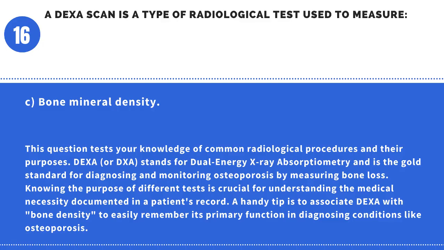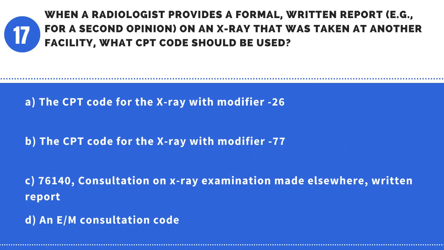like osteoporosis. Question 17. When a radiologist provides a formal, written report, e.g., for a second opinion, on an X-ray that was taken at another facility, what CPT code should be used? A. The CPT code for the X-ray with modifier -26. B. The CPT code for the X-ray with modifier -77. C. 76140, consultation on X-ray examination made elsewhere, written report. D. An E/M consultation code.